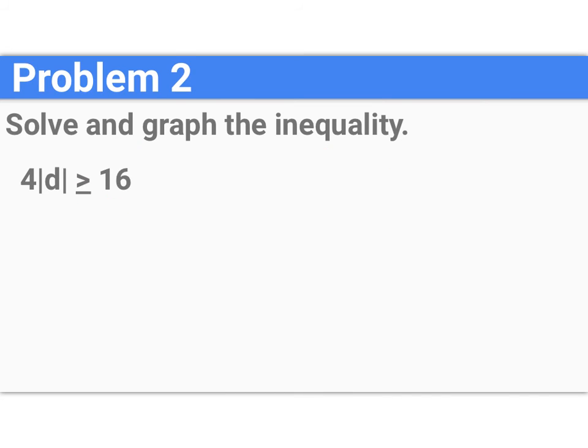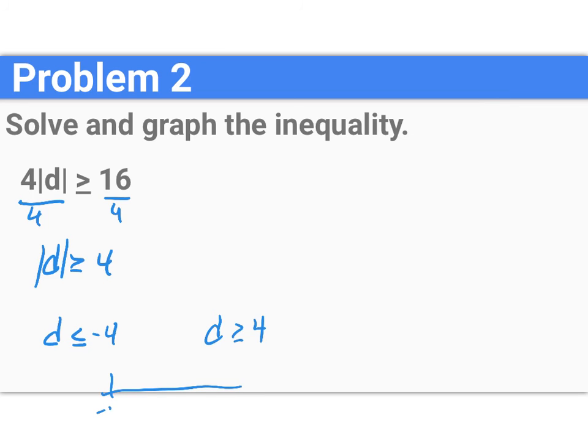Okay, before we do anything, we have to divide both sides by 4. The absolute value of d is greater than or equal to 4. So because the absolute value is greater than, we have to deal with the negative and the positive. Negative 4 and then 4, and we have filled in circles. d is less than or equal to negative 4, or greater than or equal to 4.